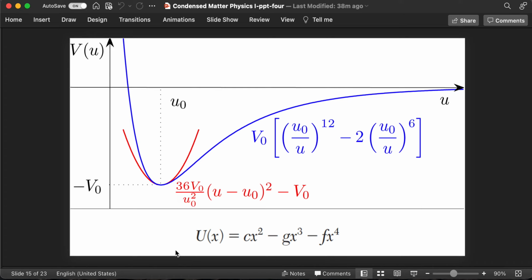One expression is given by this. The leading term is the harmonic term. Then you have a g x cubed term, an f x to the power 4 term, and so on. That's how you basically model anharmonicity.